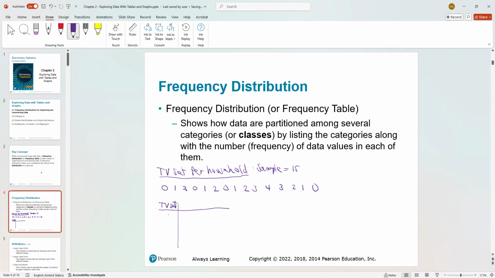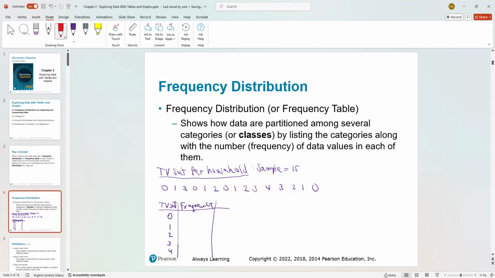Some have zero TVs, some have one TV, some have two TVs, some have three TVs, and some have four TVs. So this is what we call a frequency distribution. Now, our goal is to find how many households have zero TVs.